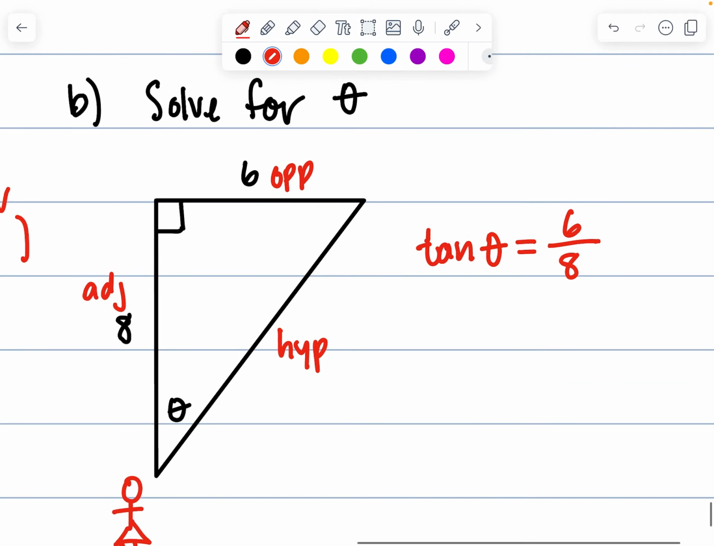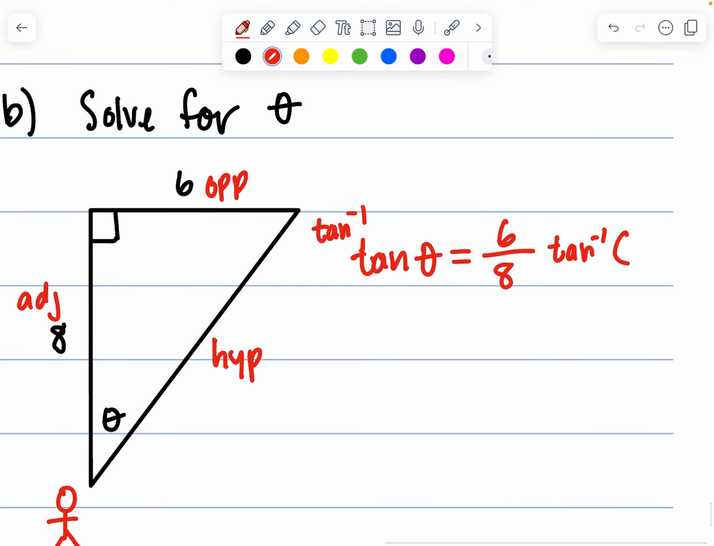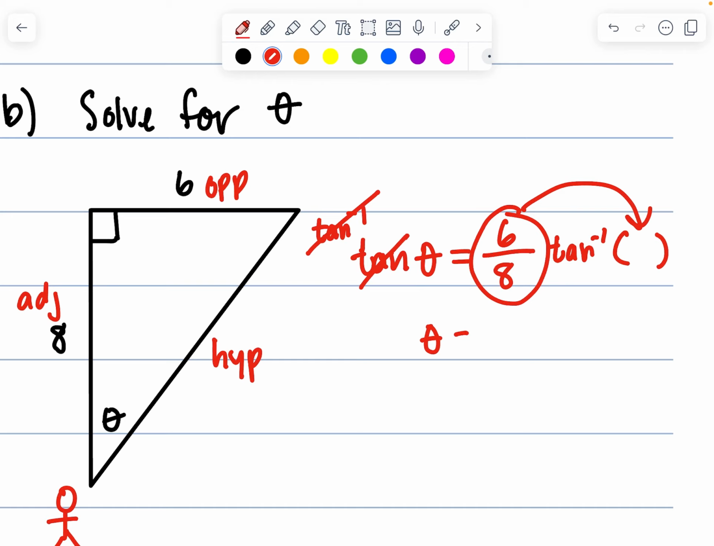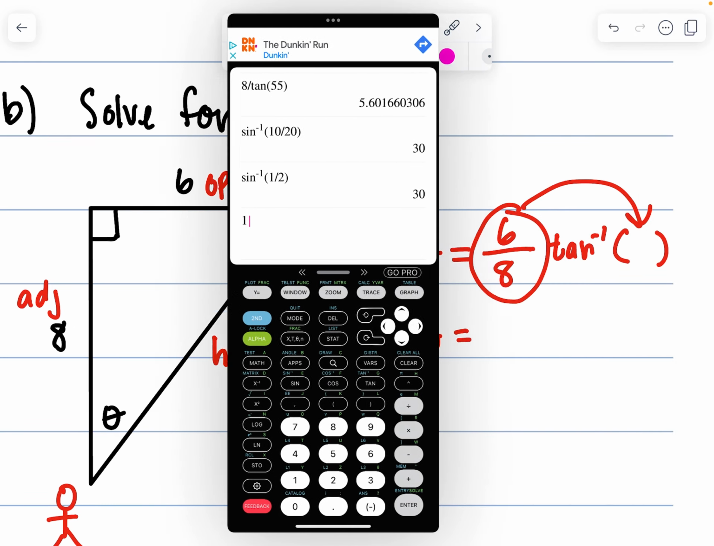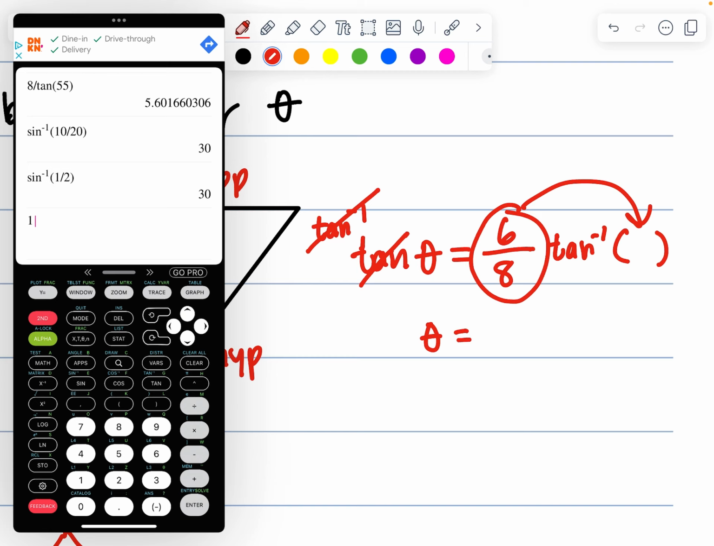And just like the last problem, the inverse of tan is inverse tan. Anything you do to one side, you do to the other. Parentheses opens up, and this will go on the inside of that parentheses. Tangent and inverse tangent cancel out, and theta is now by itself. You could simplify 6 over 8, but as I previously showed you, it's not going to make a difference. So, inverse tan. Second inverse. And we get 6 divided by 8.